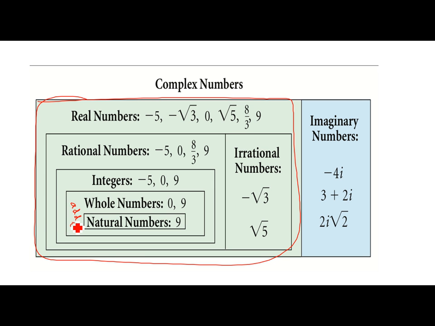Integers. What's put in there? It adds in the negatives. So each time we're adding on a little bit. Rational numbers. What do rational numbers add into it? Fractions and decimals.